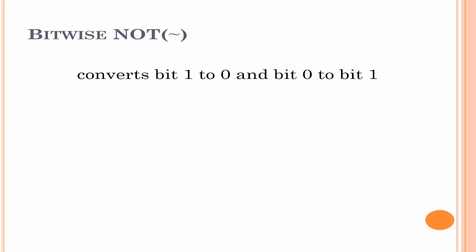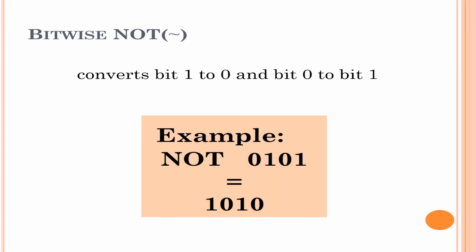Next, we have bitwise NOT. The bitwise NOT is a type of unary operation, also known as the complement operator. This operator performs logical negation on every bit. It basically converts bit 1 to 0 and bit 0 to bit 1. Just look into the example. NOT 0101 is equal to 1010.